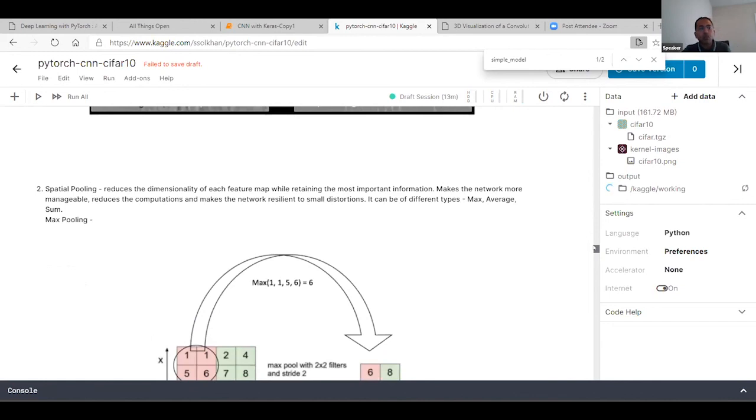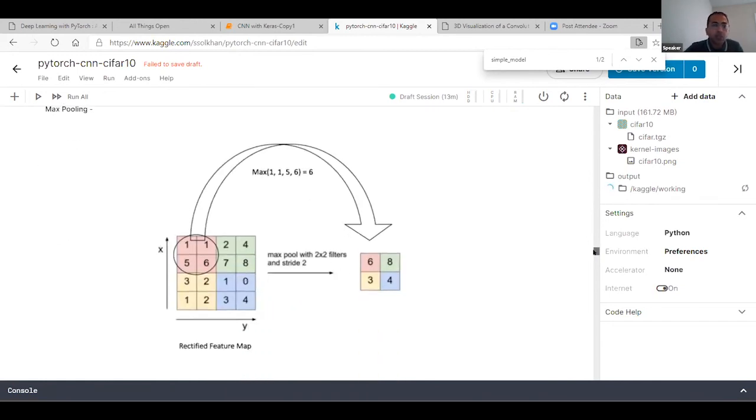The other thing is called spatial pooling. This is to simplify your model. As you can imagine, you have the 32 by 32 pixel image, you multiply with the 3 by 3 matrices across your three channels, and you're going to get a large set of numbers across your whole data set. And it's going to bring in complexity. So can you reduce that complexity?